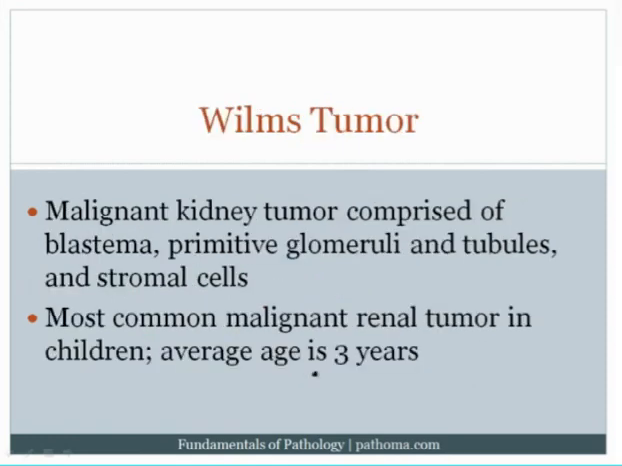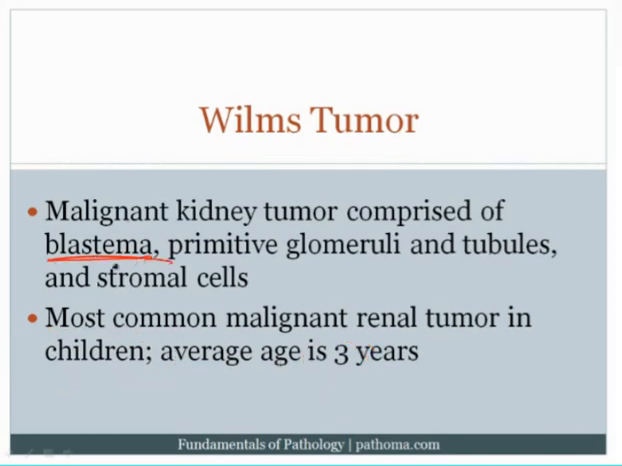Another tumor that can arise in the kidney is called Wilms tumor. For the purposes of examination as well as clinical practice, this is the most common tumor that would arise in children. The average age is 3. So on board exam, if you have a kidney mass in a child, you're really thinking about Wilms tumor.